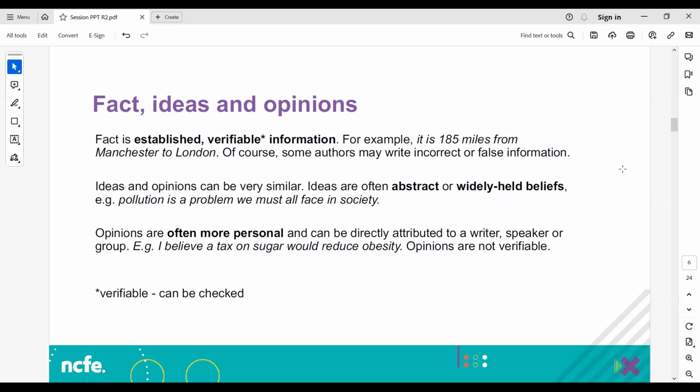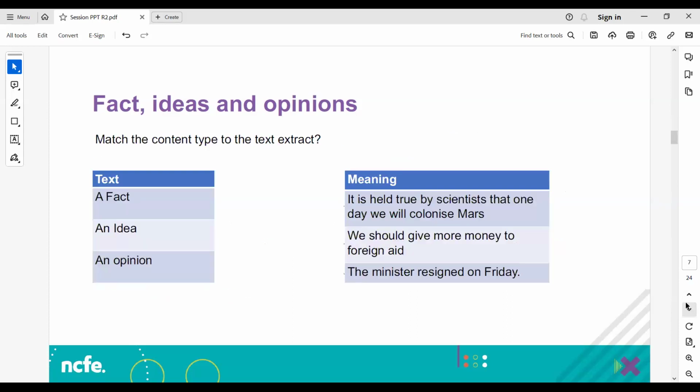Okay, any questions about that? Okay. So, facts, ideas, and opinions. You need to unmute yourself to contribute. So we want to match the content type to the text extract. I'll give you a few moments to look at it first, and then I'll expect you to unmute yourself and tell me which one you think matches a fact, an idea, or an opinion.